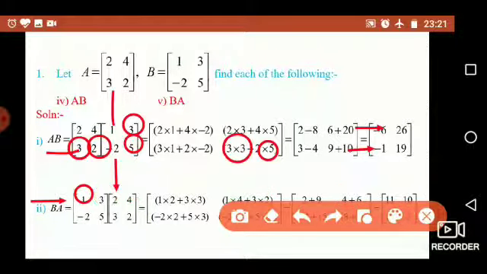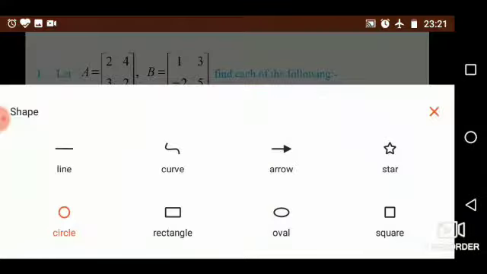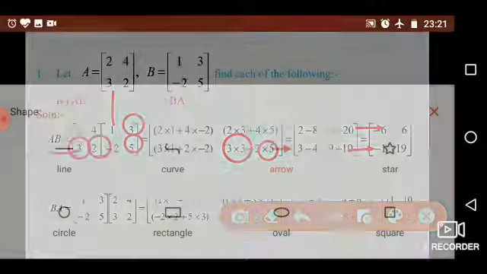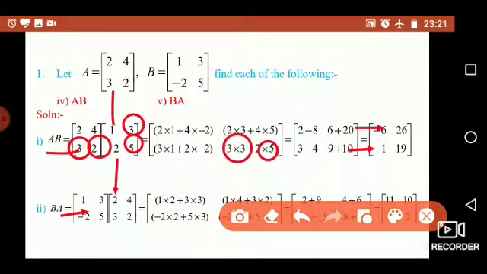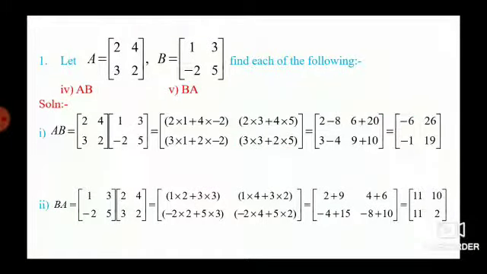Finally, we can multiply the second row with the first column and the second column. Here the second row will get multiplied to the first column. Therefore, the product goes like this: minus 2 2s are minus 4 and 5 3s are 15. Therefore, we have minus 4 plus 15, that gives 11. Similarly, the same row will get multiplied to the last column: minus 2 4s are minus 8 and 5 3s are 15. Therefore, we get the elements in the BA matrix as 11, 10 and 11, 2.